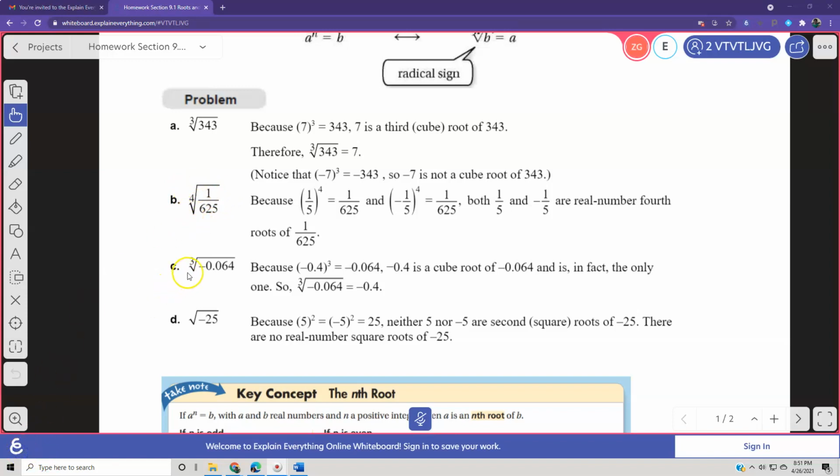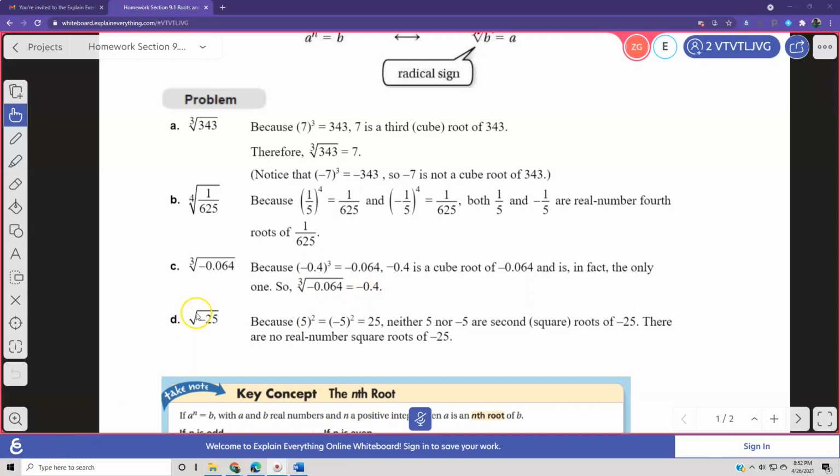This says the third root, the index is 3, so it's odd. So you know it's going to be one root for this, and the only one that's going to satisfy that is negative 0.4. Negative 0.4 raised to the third power gives you negative 0.064. So therefore, the third root of negative 0.064 is negative 0.4.